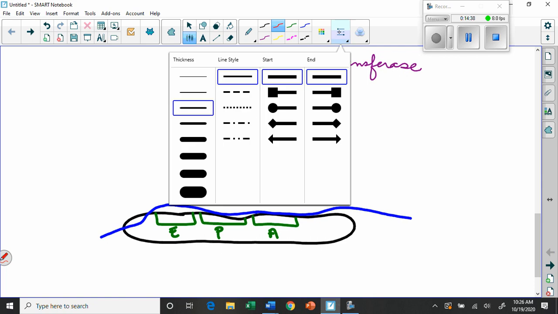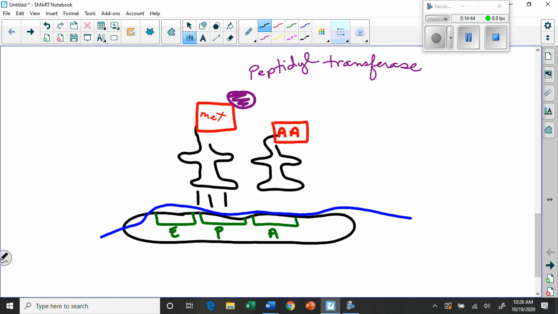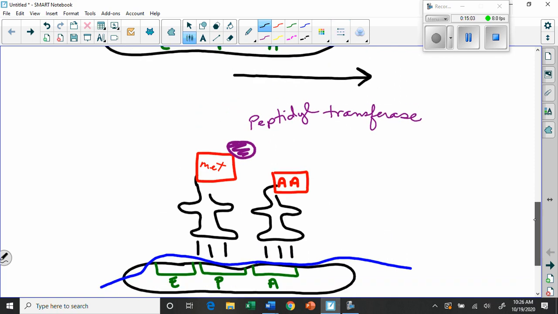All right? We could draw little lines here just to show that these codons are being attached. Now, this peptidyl transferase is going to detach the methionine from this transfer RNA and move it over and attach it to that other amino acid. Okay? So peptidyl transferase, if that's a before picture, here's the after picture.